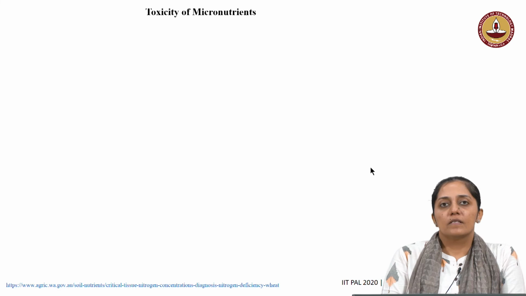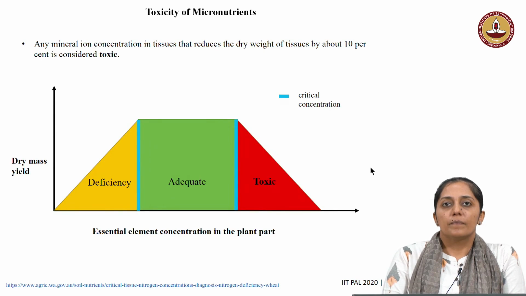Now, let us see what is toxicity of these essential elements. So, today we are going to see toxicity symptoms caused by the excess of micronutrients present in the plant. So, to understand what is toxicity, any mineral ion concentration in the tissues that can reduce the dry weight of the tissue by about 10% is considered as toxic.